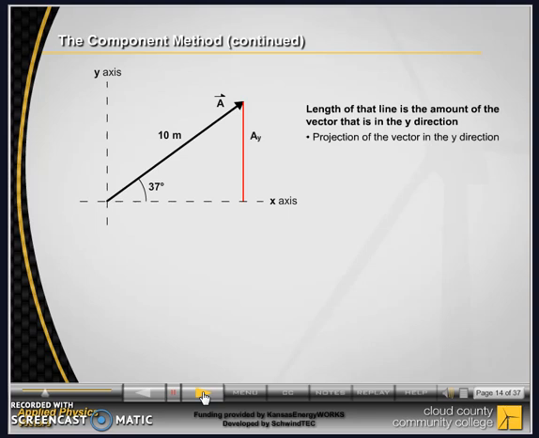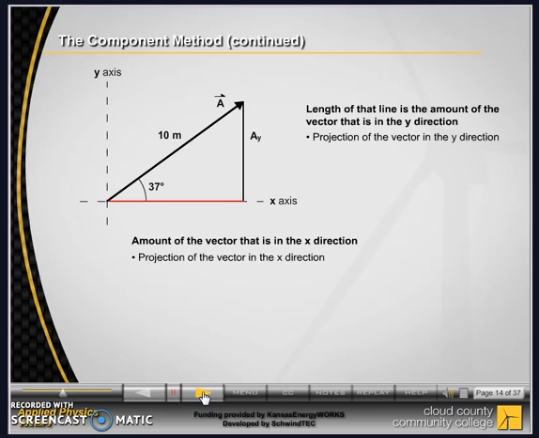The line drawn from the tip of A goes to a point on the x-axis. The distance from the origin to the point where the vertical line intersects the x-axis is the amount of the vector that is in the x direction. That is, it is the projection of the vector in the x direction. We call this the x component of A, designated AX.